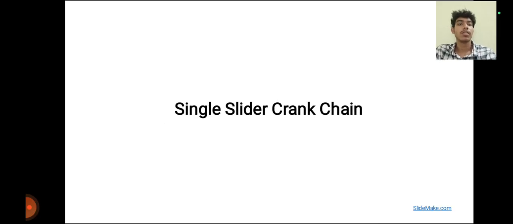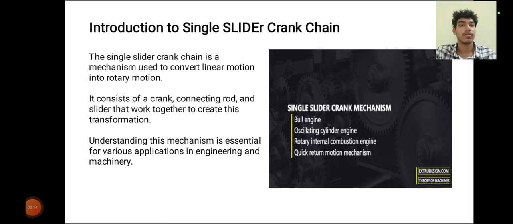Today my topic is single slider crank chain. Introduction to single slider crank chain. A single slider crank chain is a mechanism used to convert linear motion into rotary motion. It consists of a crank, connecting rod, and a single slider that work together to create this transformation. Understanding this mechanism is essential for various applications in engineering and machinery.